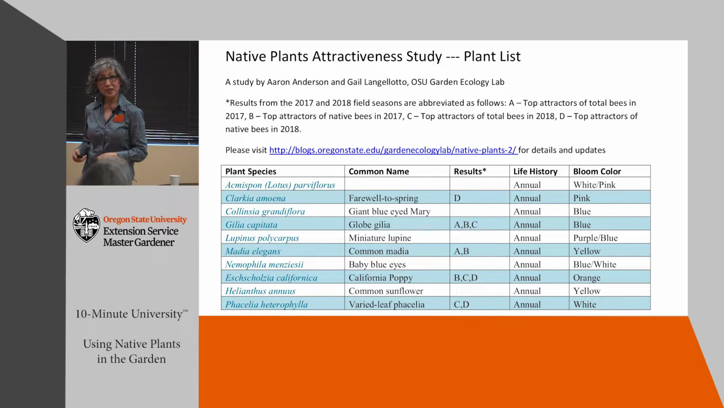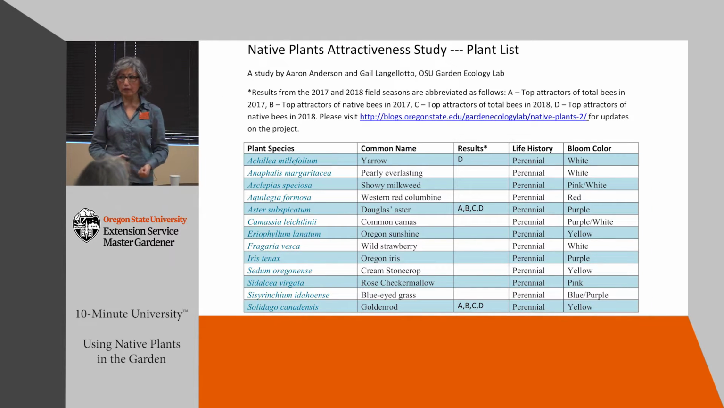Is that right? All right, so what plant has B and D? California poppy, very good. What about here? Douglas aster and goldenrod. All right, so if you want to just make it simple, here's the answer. The 3 plants you put in your garden to attract native bees: goldenrod, Douglas aster, and California poppy.